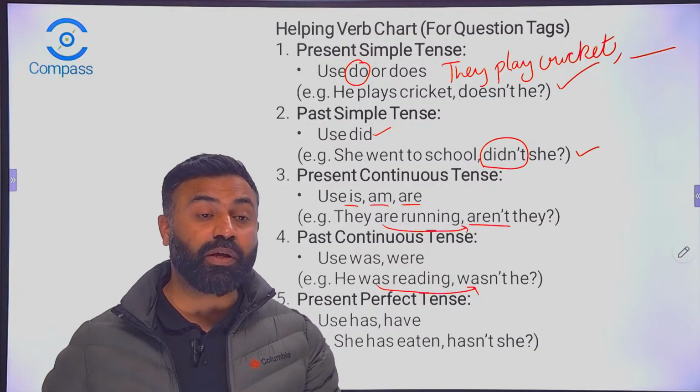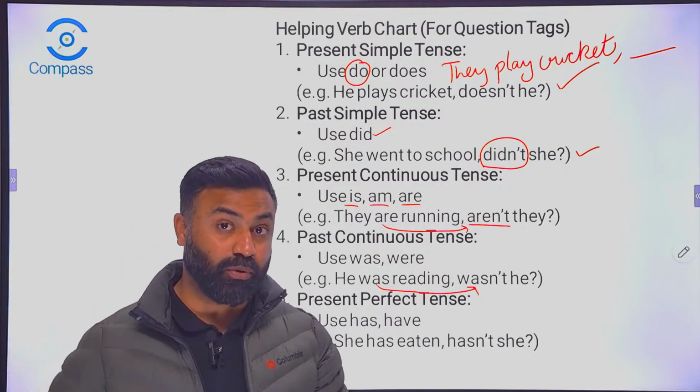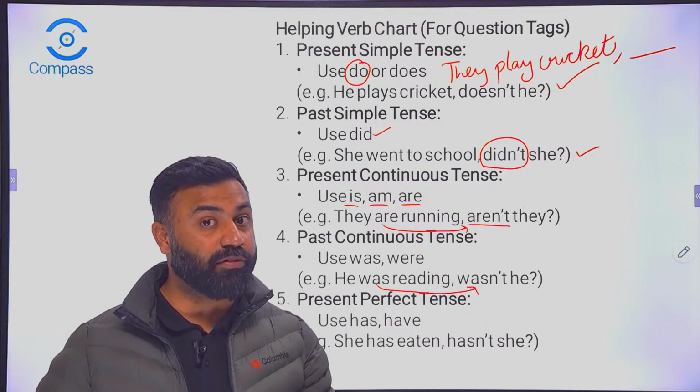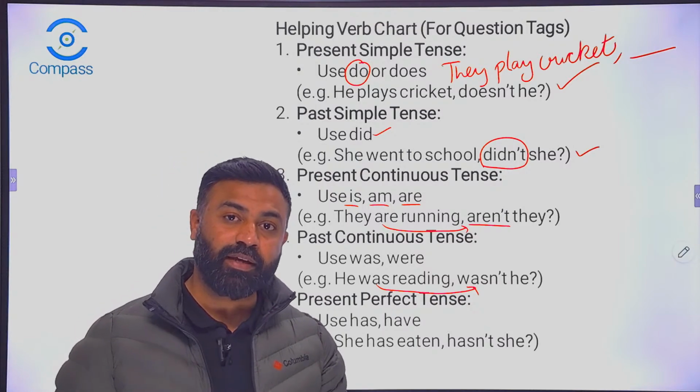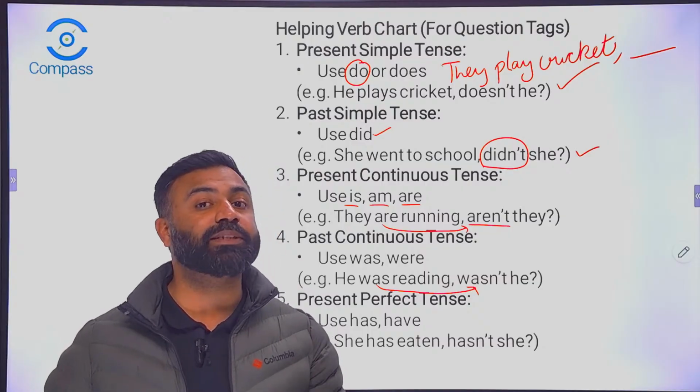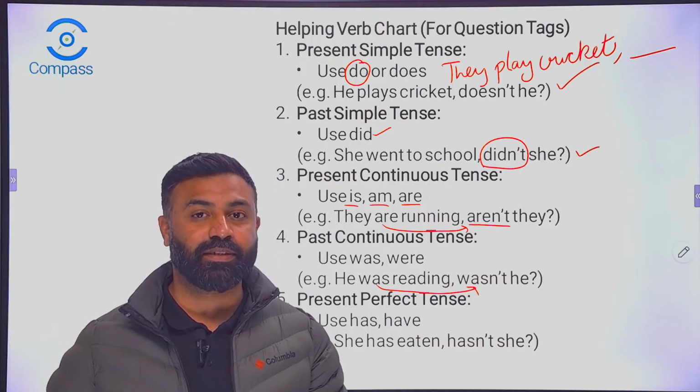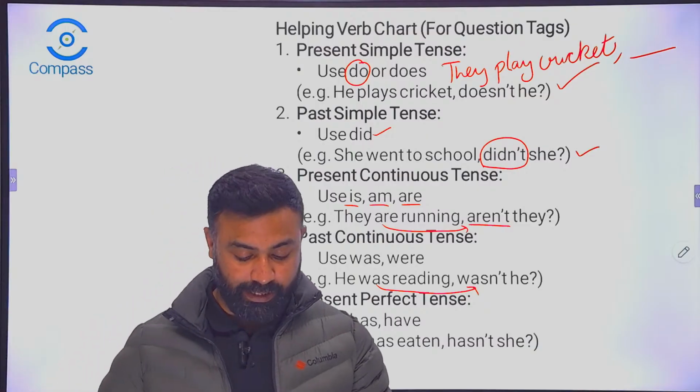So don't just look at has or have. Don't get confused. You need to have a V3. If there is a V3, that means present perfect. And if there is no V3, that means it is simple present tense. So you need to keep that in mind.